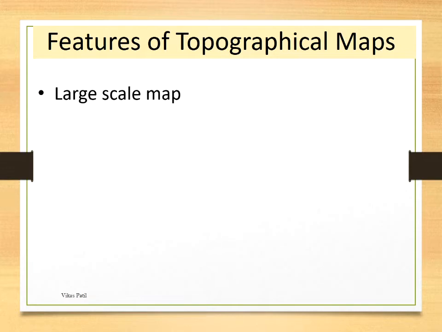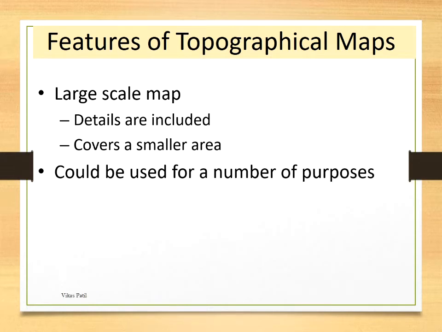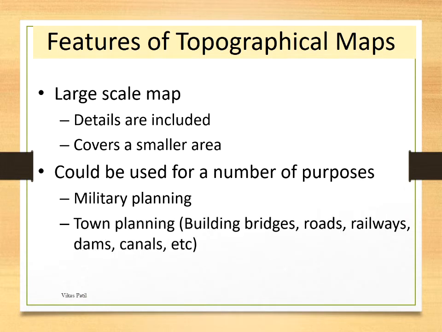Topographical maps usually are large scale maps. If you remember, large scale means large details, smaller areas. So a large amount of detail is included and smaller areas are shown, and topographical maps can be used for various purposes. They can be used for military planning, strategizing, defense of the nation, town planning, making buildings, bridges, roads, railways. Then they can be used for research work in geology, botany, etc.